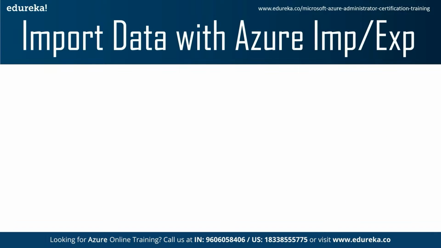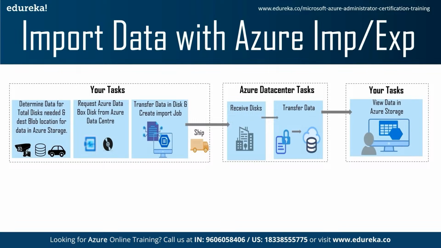Now let's have an architectural understanding of Azure Import Export. To use Azure Import Export, you create a job that specifies the data that you want to import or export. You then prepare the data yourself or request a disk from the Azure data center to use to transfer the data. For an import job, you write your data to these disks and ship them to an Azure data center. Microsoft uploads the data for you.